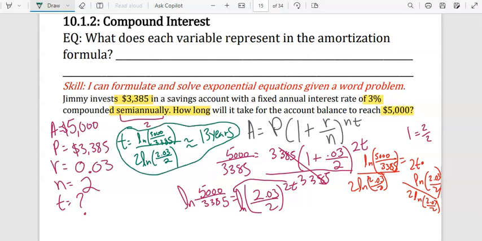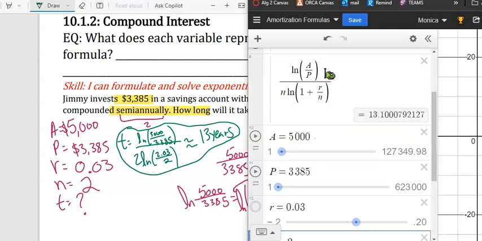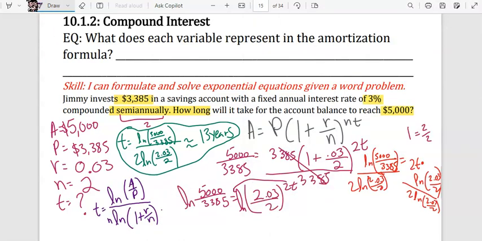Now the formula with t already solved for would look like this. We can go ahead and write that on our paper as well. So this is the formula with t already solved for.